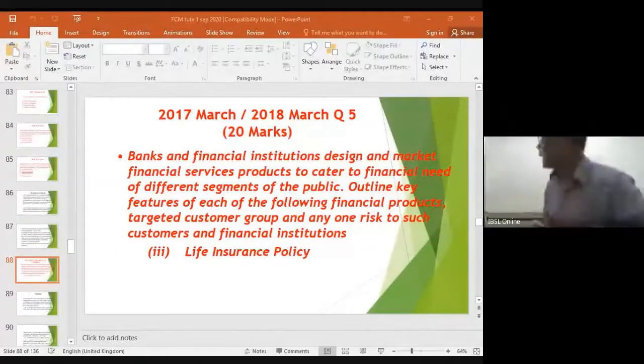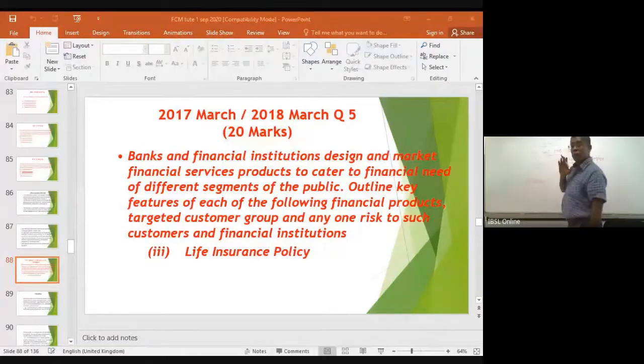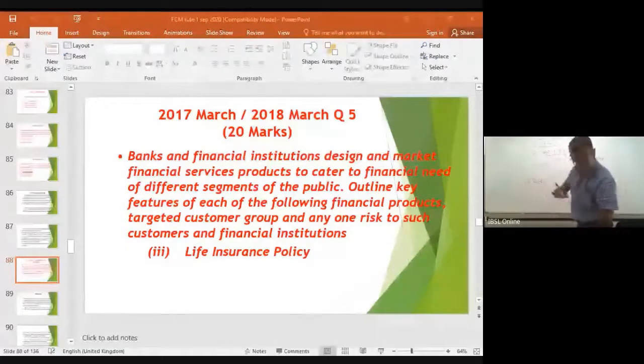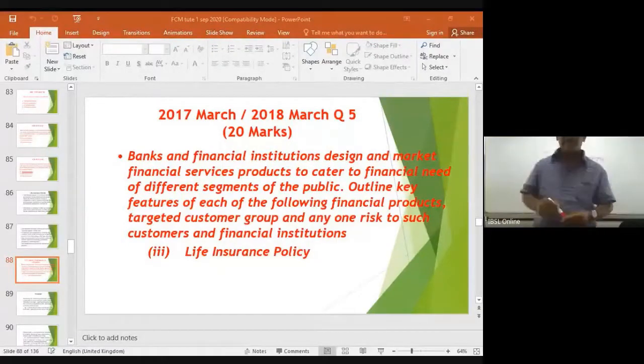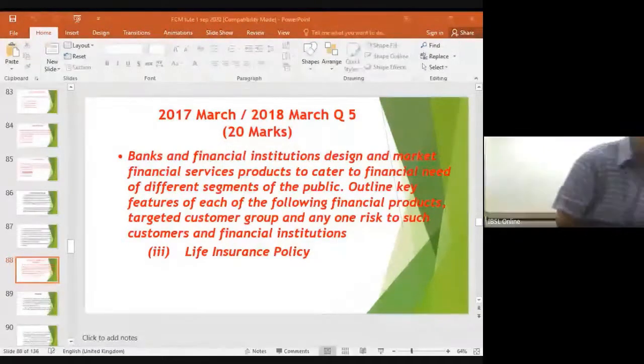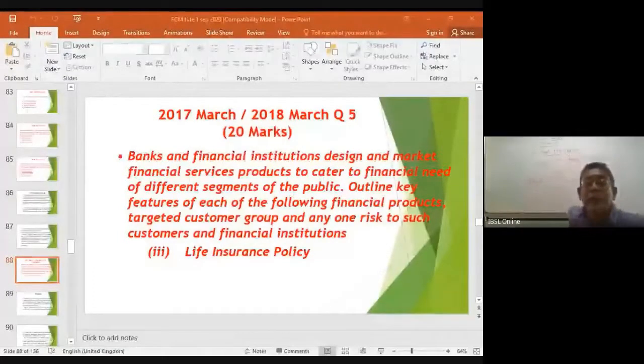Now we are going to look at it. What is the fourth one? Risk. Again, this is beneficial not only for finance management, but also for other subjects as well. What are the risks to the customer, or the risk to the insurance company or institution? Now let's look at it first. What are the risks you are going to face? Tell me, what are the risks you are going to face?